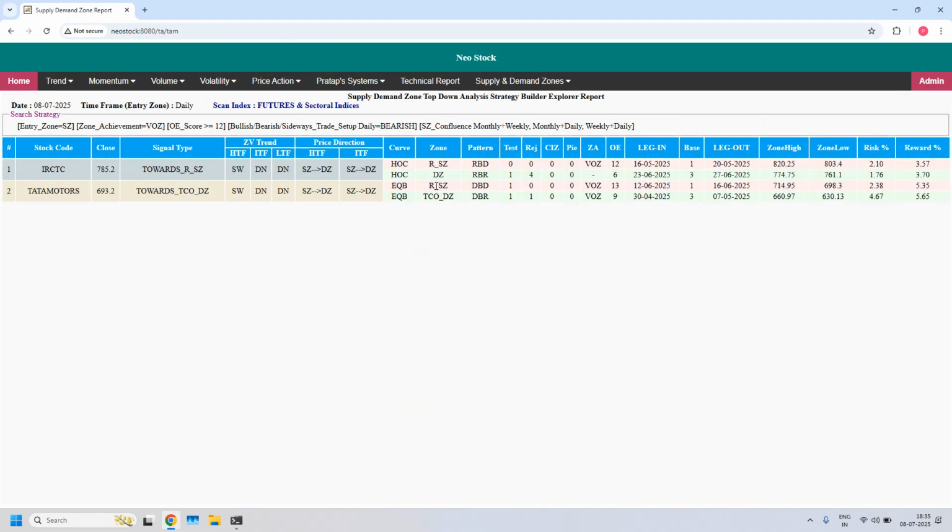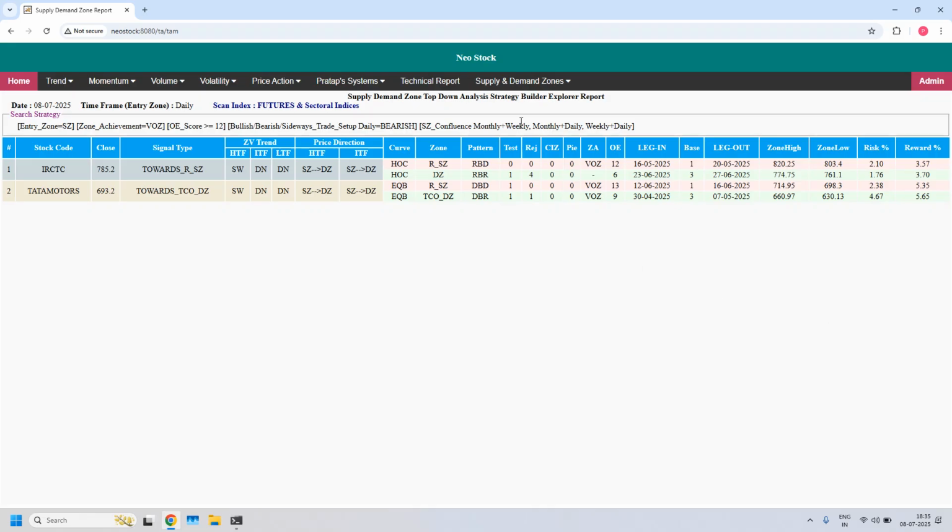So both are filtered. That means both these supply zones might be having strong institutional order flow. And monthly trend is sideways. So monthly EMA confluence we are not filtering, because in a sideways trend EMA confluence does not give any advantage. So this is bearish trade setup for monthly income trade.